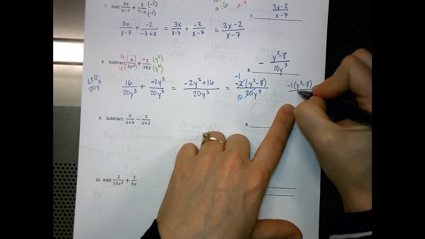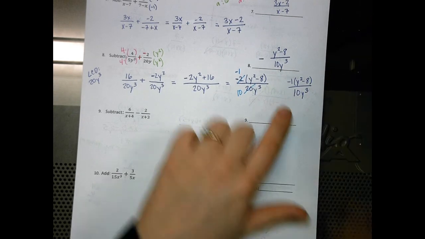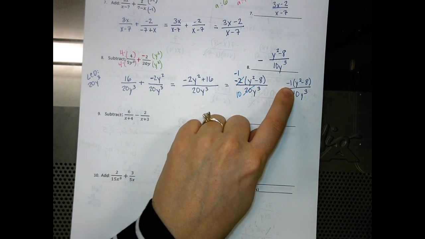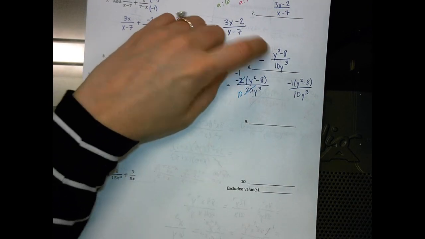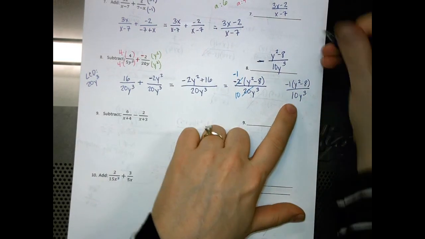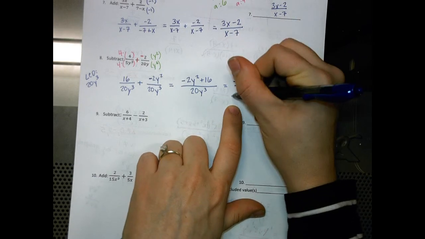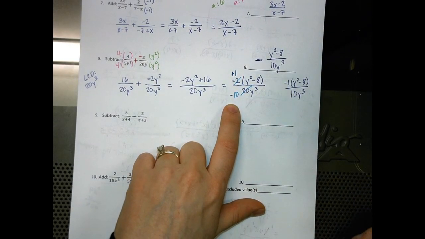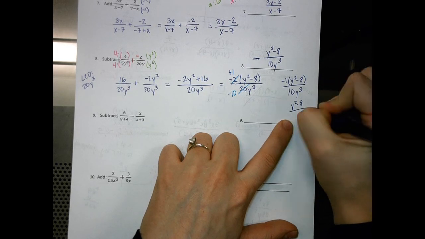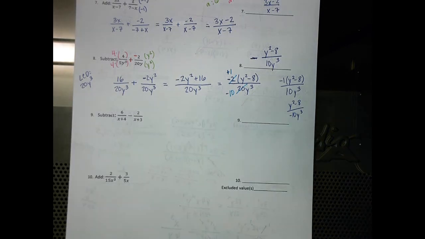So I'm going to show a few different ways that you could write this one. You can have the -1 up in front of your numerator. You can have the negative in front of your entire fraction. You could have, we talked about this at first, this be a positive 1 and a -10 in your denominator. So that would be y squared minus 8 over -10y cubed. These are all equivalent expressions.